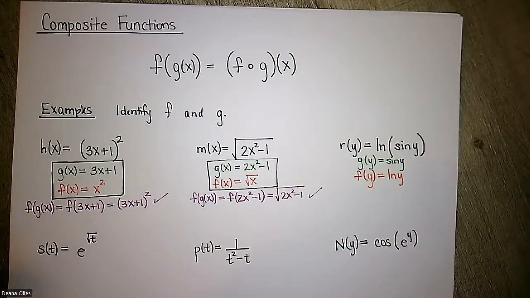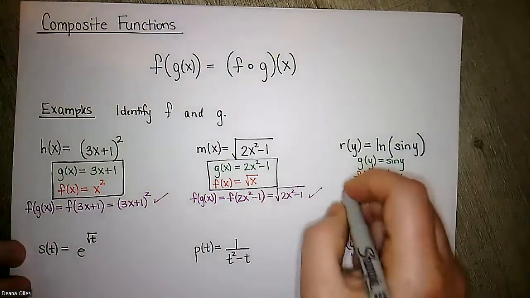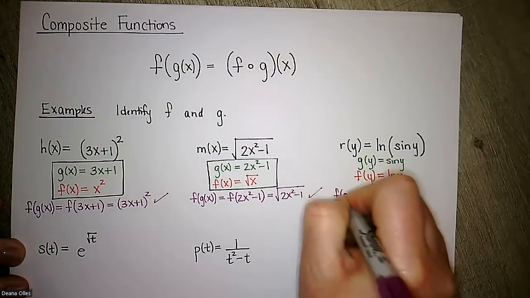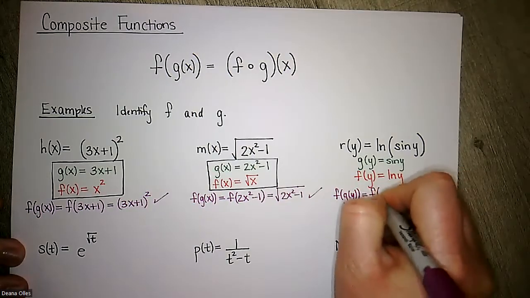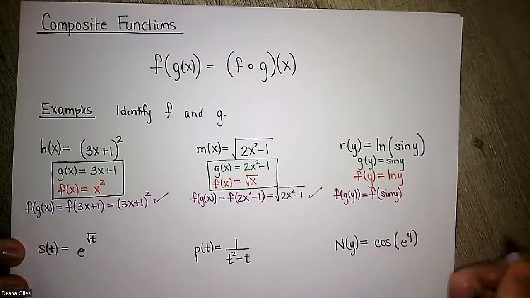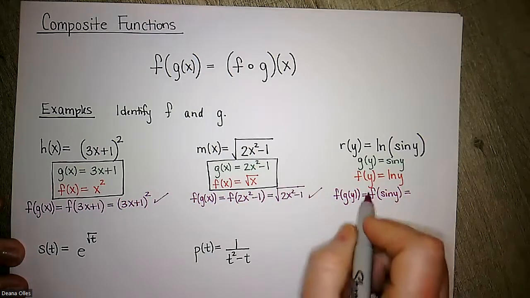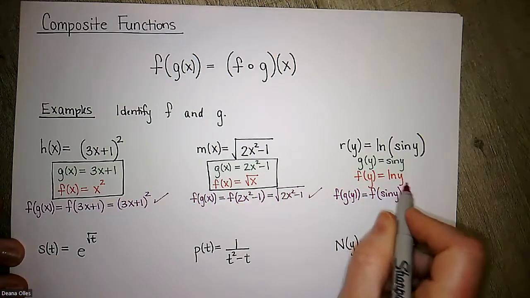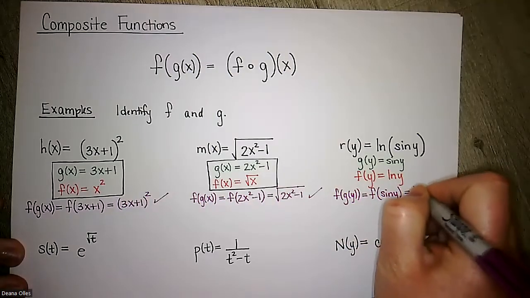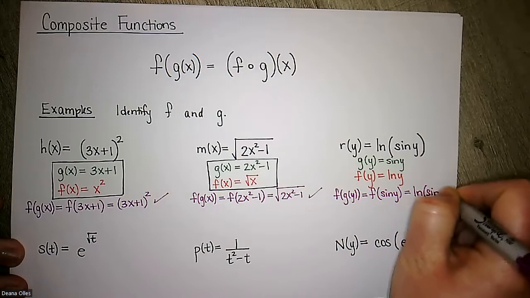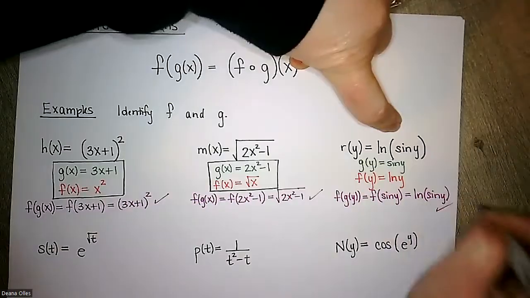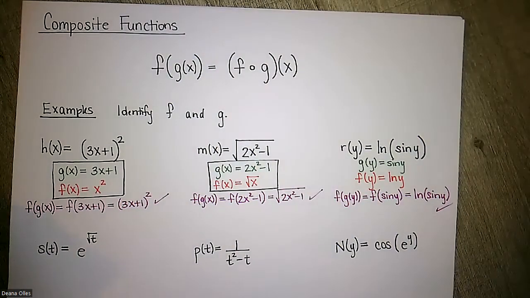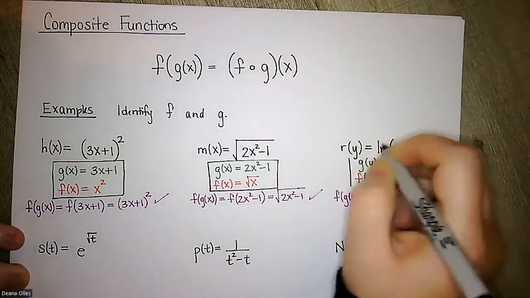All right, and so again, let's go ahead and check to make sure that that is accurate. So we have f of g of y, right? And that means we want f of the sine of y, because that's what g of y is. So that means everywhere I have a y in f of y, I'm going to replace it with the sine of y. So now we have the natural log of, instead of y, sine of y. And that's exactly what we have here. Okay, so again, everything's been selected properly. Good to go.